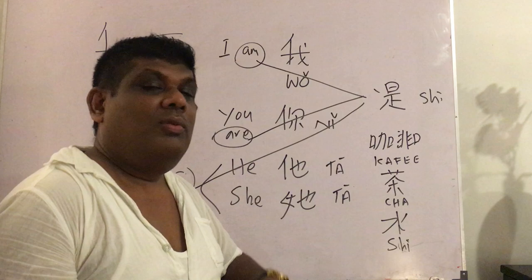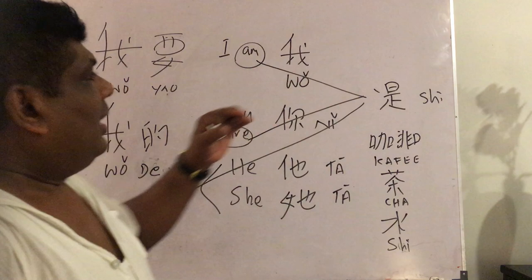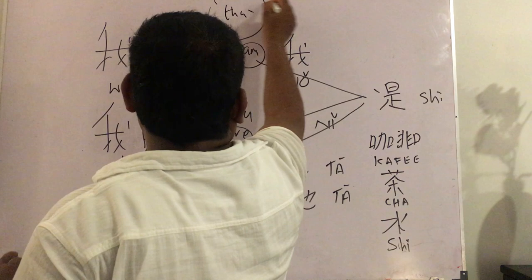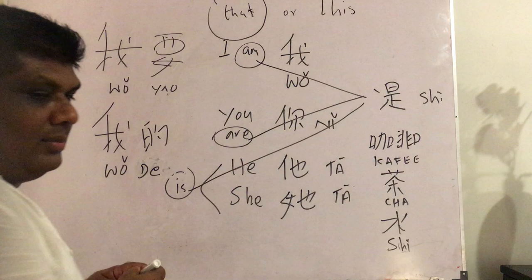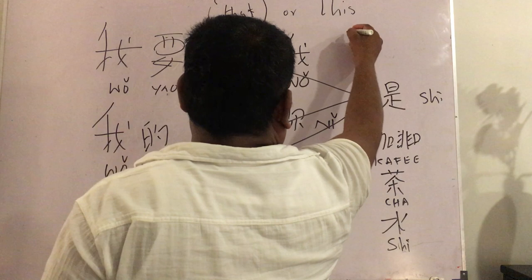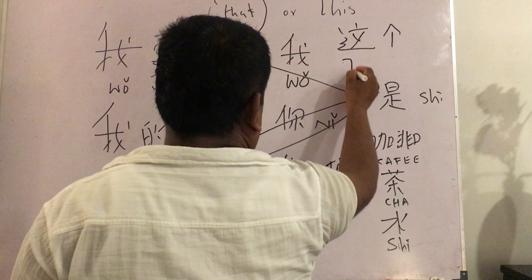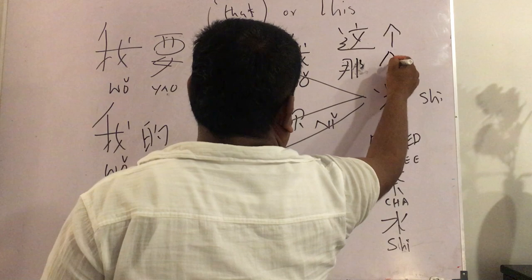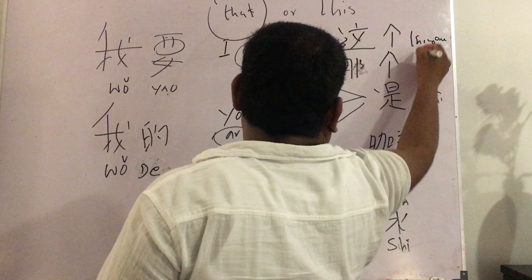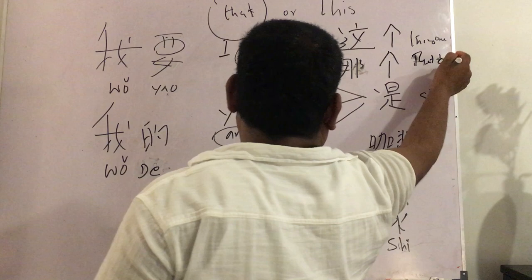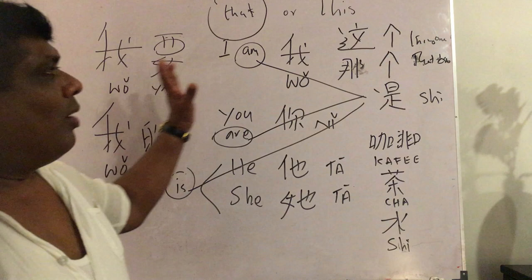shui. I want water. Yes, I want. You can use this or that. This is zhege. That one is nage. That one. I want this coffee. Wo yao zhege coffee.